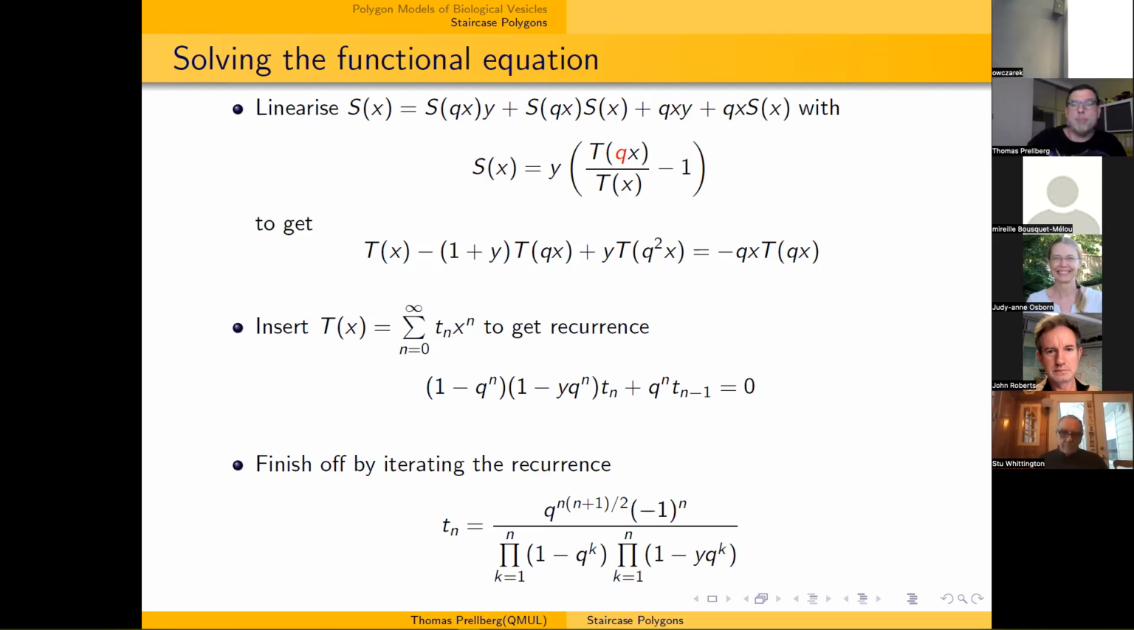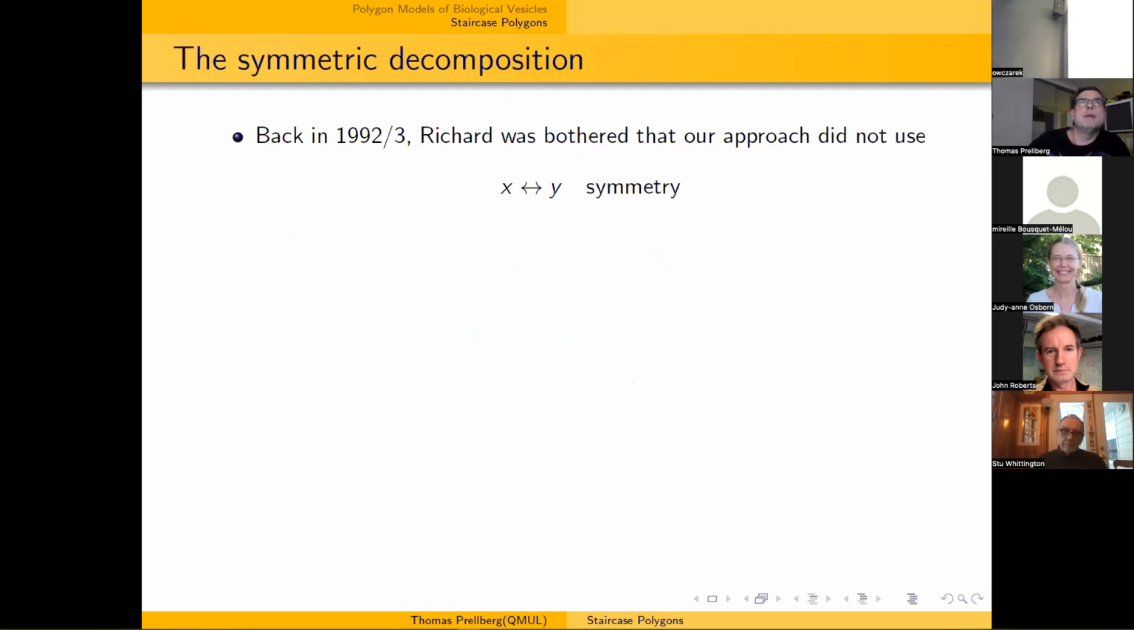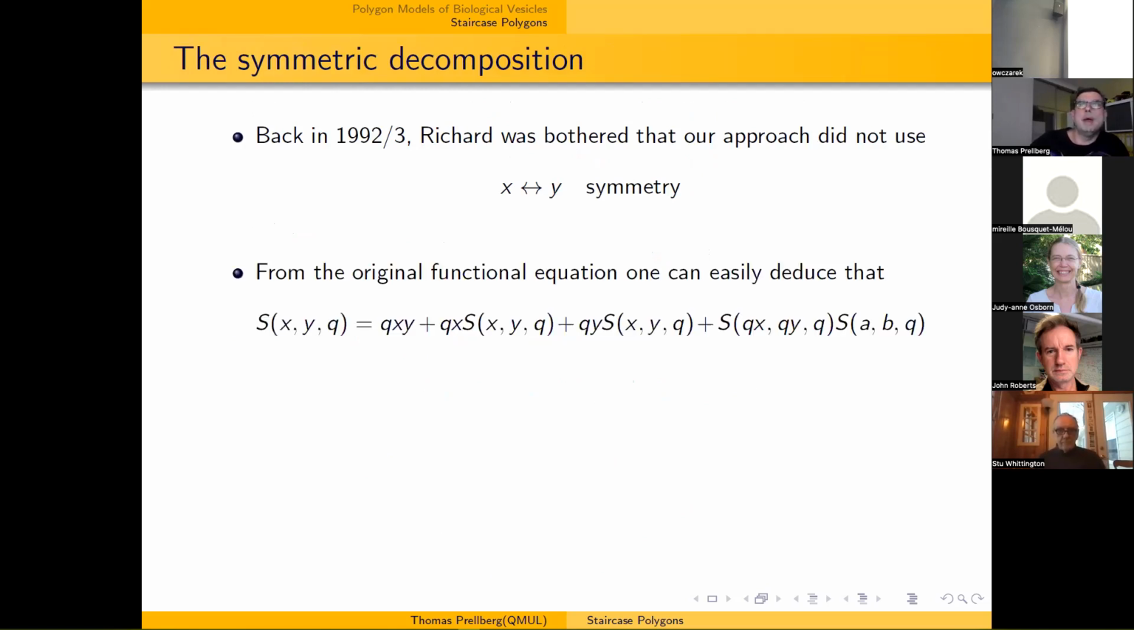So now the hope would be that one could actually do this for the symmetric case. Again, Richard was bothered that we did not use the symmetry. If you mess about purely algebraically with the original functional equation, using the symmetry that you know exists, you can write down a functional equation that is symmetric in X and Y. You basically end up with a Qx and Qy back here, and this equation is symmetric on the exchange of X and Y.